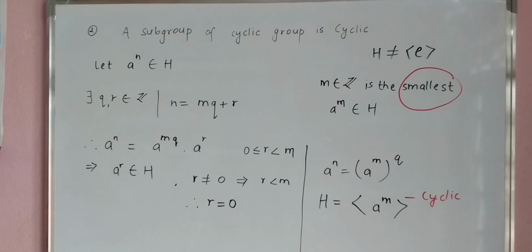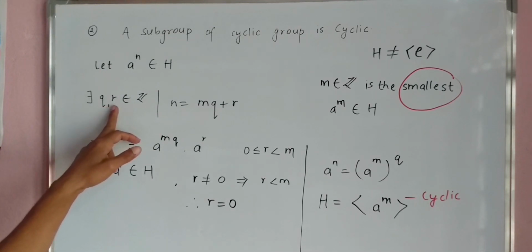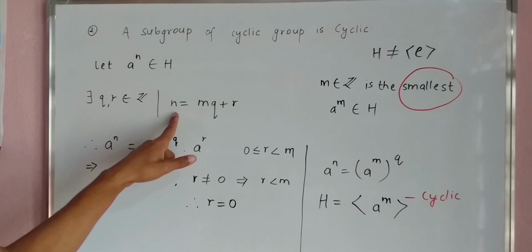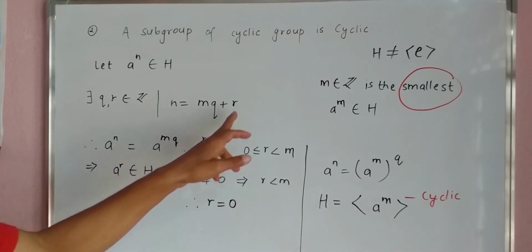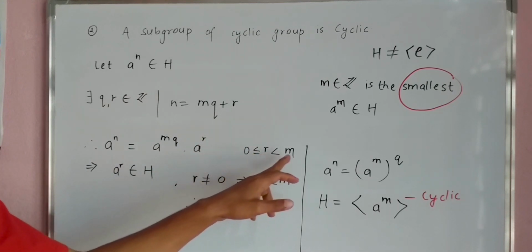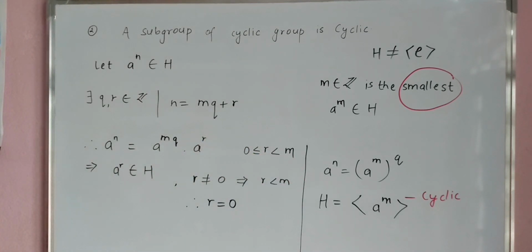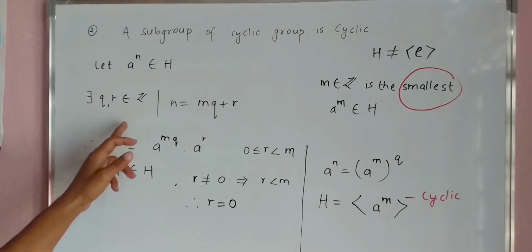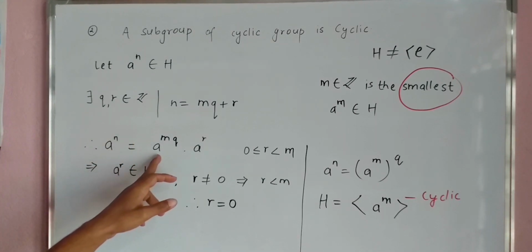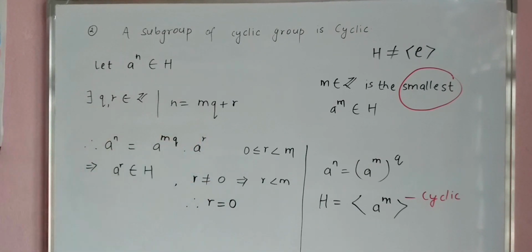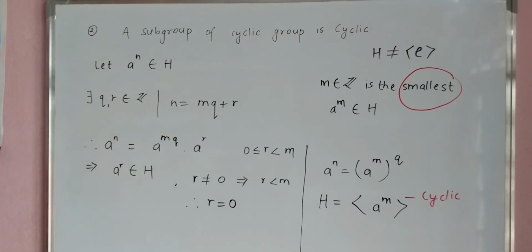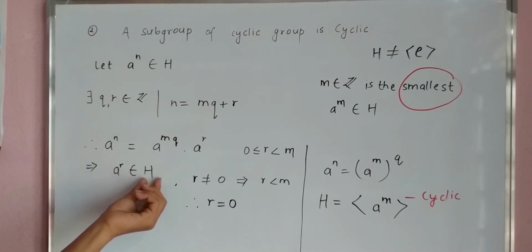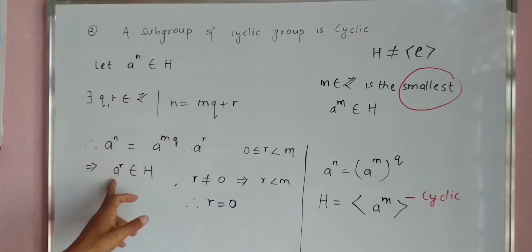Then by division algorithm, there exist q and r in Z such that n equals m times q plus r, where r equals 0 or r is less than m. Then a to the power n can be written as a to the power mq times a to the power r. And because a to the power n and a to the power mq both belong to H, by closure property, a to the power r also belongs to H.